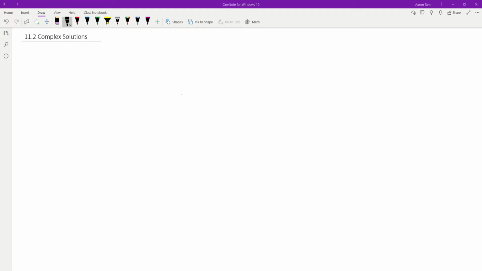Hello everyone. So today we're going to start on 11.2, which talks about what would happen if we have a complex solution to a differential equation. So the general idea is the following.